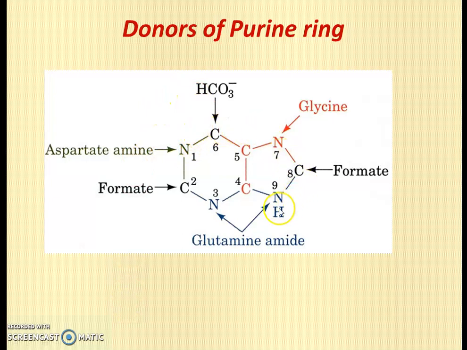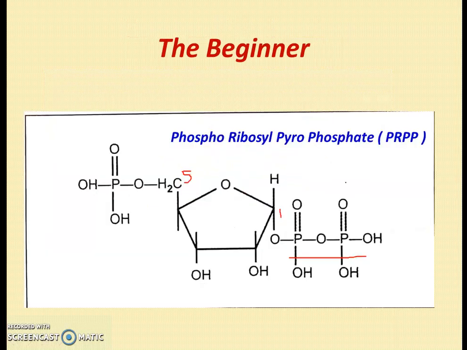Let's see, this is the skeleton of the purine ring, which has 9 atoms. Among them, positions 4, 5, and 7 are donated by glycine, the 8th one is donated by formate, and the 3rd and 9th nitrogens are donated by the amino acid glutamine. The first nitrogen is donated by aspartate, and the carbons C2 and C8 are given by formate. The 6th position carbon is given by carbon dioxide, respiratory carbon dioxide.